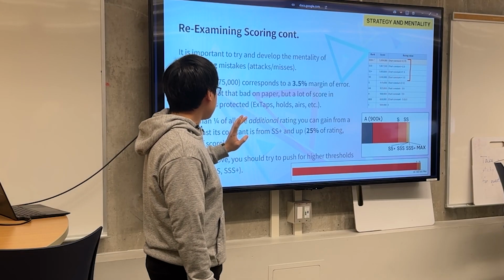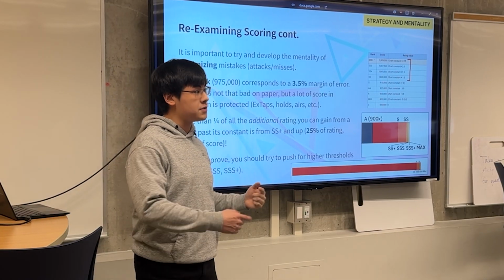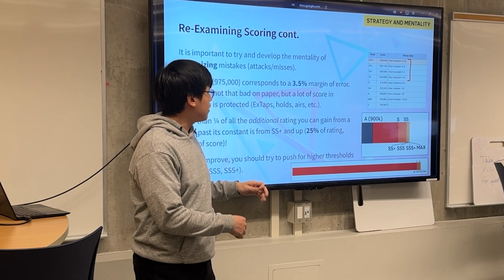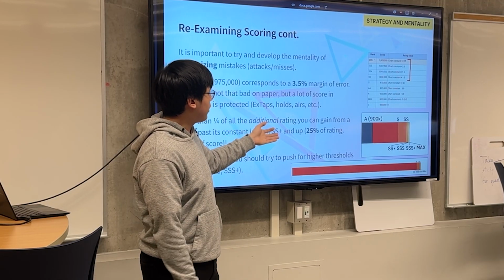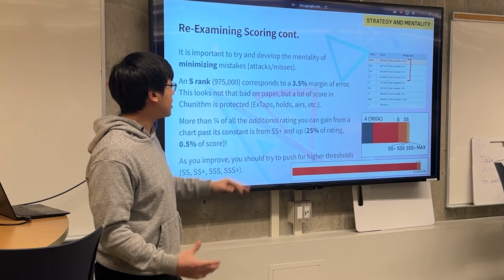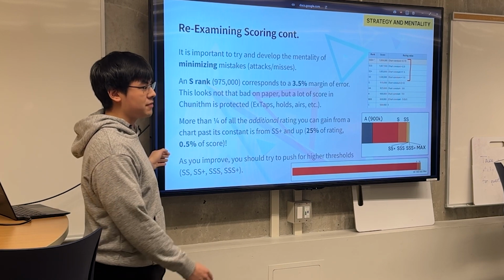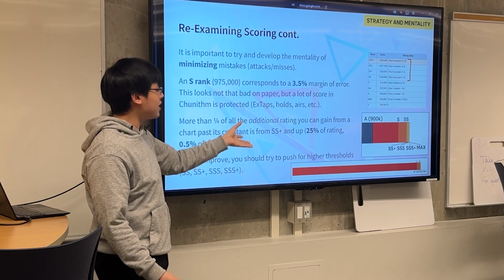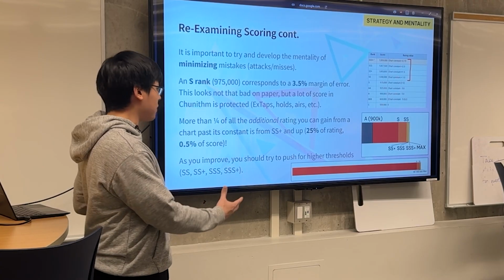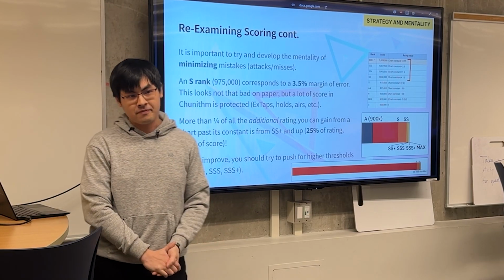So basically, from SS and up, for every chart, you can gain an additional up to plus 2.15 from the chart constant. So 0.5 of that, which is a whole quarter of the additional score you can get, is locked up in double S and above, which is a 0.5% margin of error of the total score, right? So that's like 25% of your potential additional rating. That's why it's important to really push for higher thresholds and go for higher accuracy as you play.